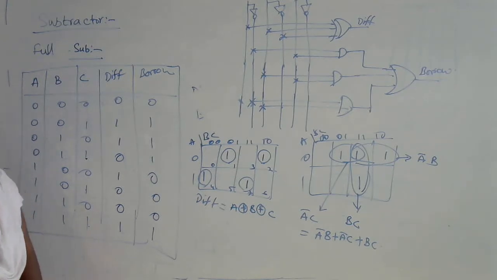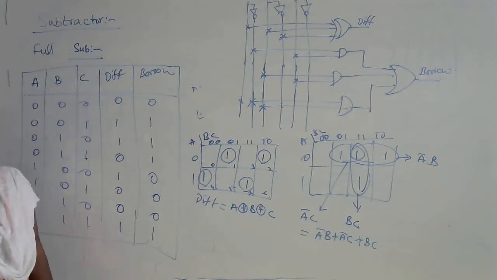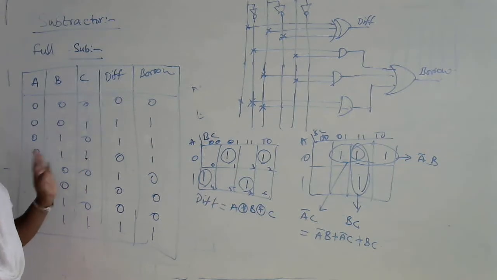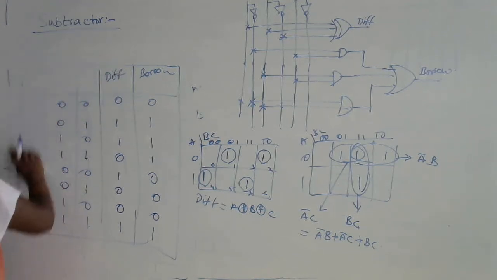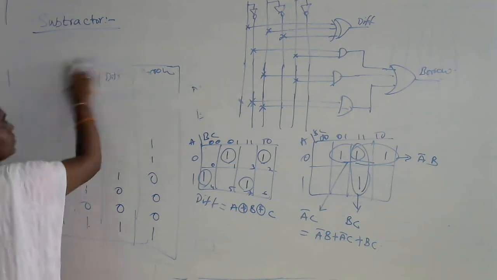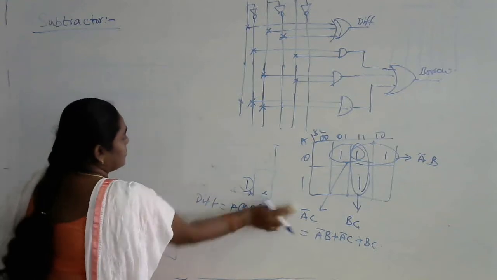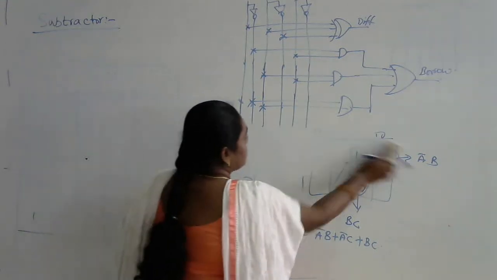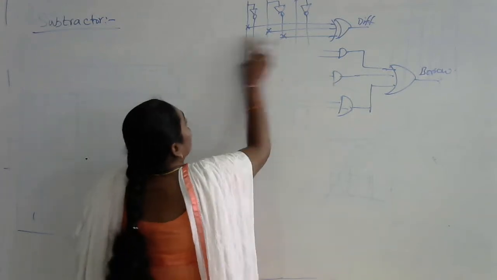So similarly for the carry, we'll be doing it in that way. Now let us see a 4-bit subtractor. In this case, we have performed the subtraction operation of only 3 bits, so it is called a full subtractor. If I am performing a subtraction operation of 4 bits, then it is called an n-bit subtractor or 4-bit subtractor.